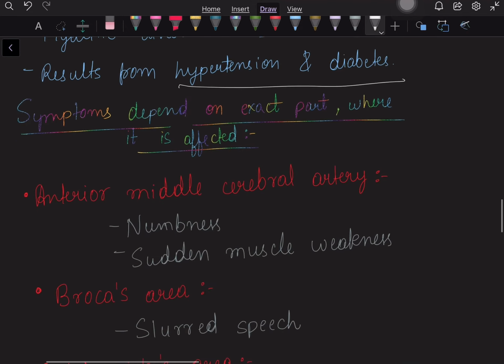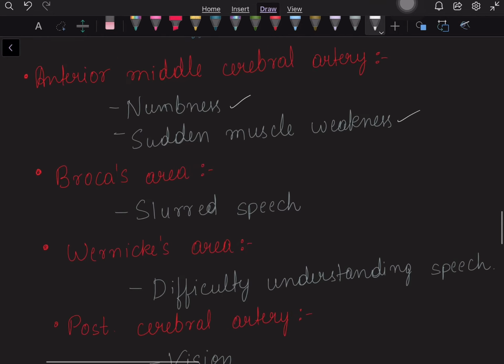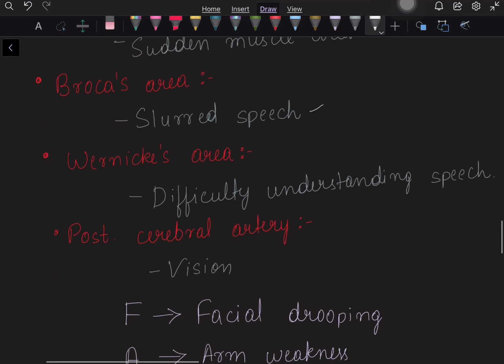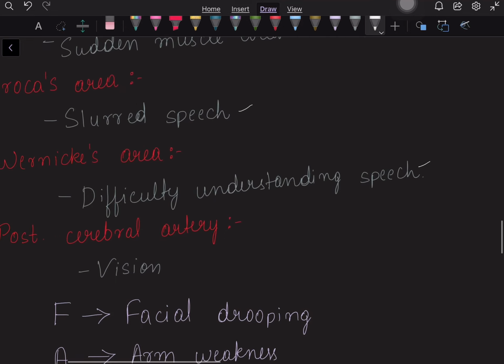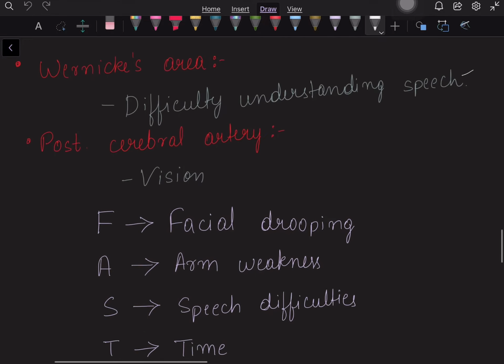The symptoms of stroke depend exactly on the part of the brain which is affected. Suppose the middle cerebral artery is affected, then the symptoms will be numbness and sudden muscle weakness. If Broca's area is affected, the symptom will be slurred speech. If Wernicke's area is affected, there will be difficulty understanding speech. And if the posterior cerebral artery is affected, there will be difficulty in vision.